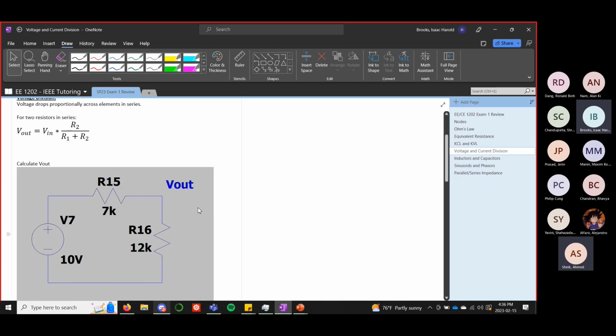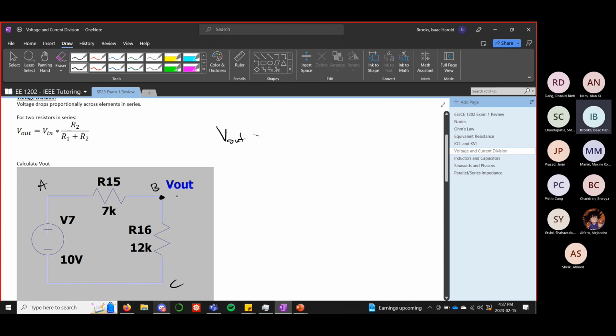So V out is at this node. How many nodes are there total in this circuit? Three nodes, right? There's A, B, and C. C is all of this, right? And a lot of times you'll see one node is considered ground, but it's not really necessary in a circuit like this to specify that. So let's find the output voltage V.